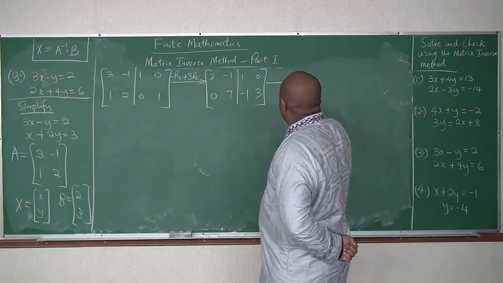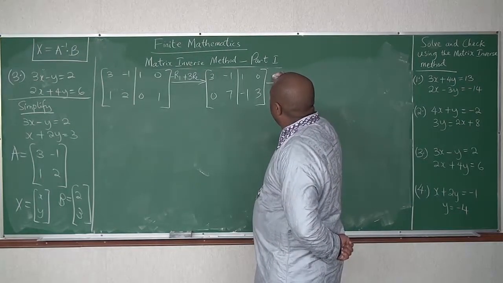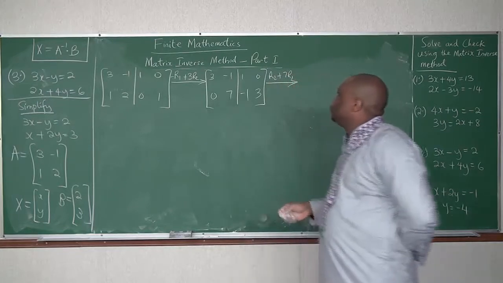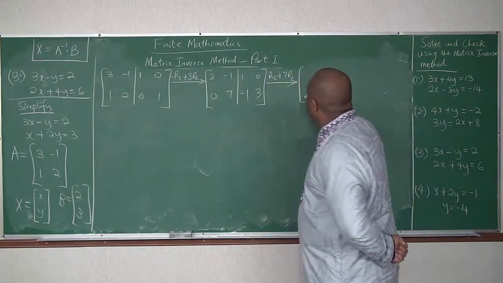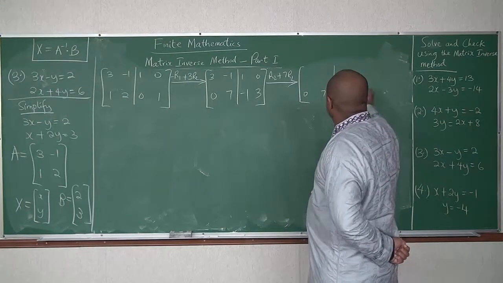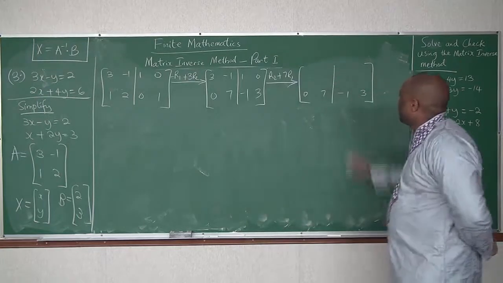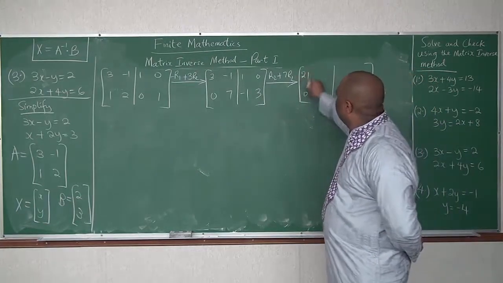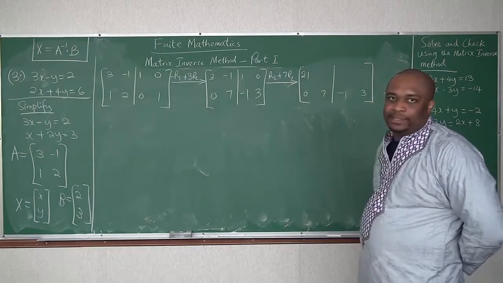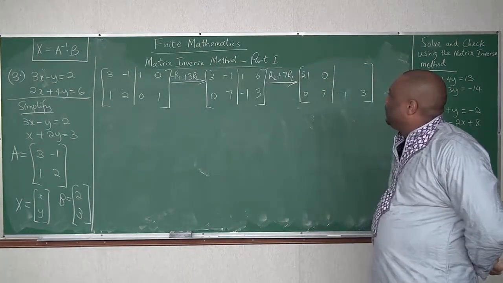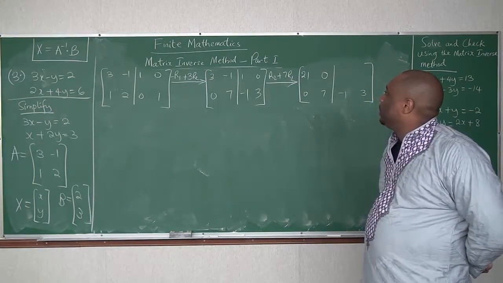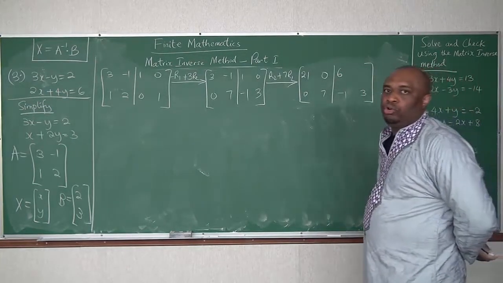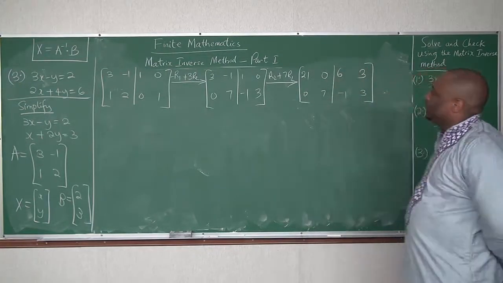Now we have to apply another operation, and that will be R2 plus 7R1. So R2 is not changed, we leave it as it is. Zero plus 21 is 21. Seven minus seven is 0. Negative 1 plus 7 is 6. 3 plus 0 is 3.